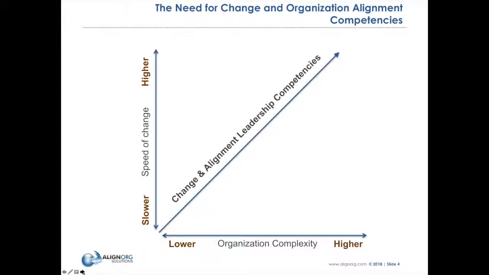And the reason that we've drawn the arrow in this fashion is because we believe that as complexity increases and as the speed of change in organizations increases, the change and alignment leader competencies that are required have to increase as well. And the final note that I'll make here, and I'm going to hand it to Mike because he's going to dive into this in some depth. But when we think about change leadership, we're going to talk about the ability of an organization and a leader to affect lasting, sustainable behavioral change in the organization.